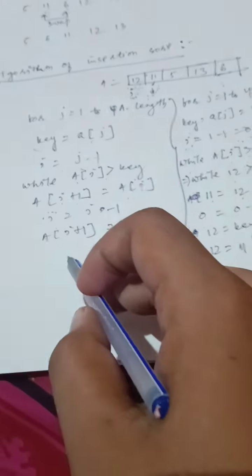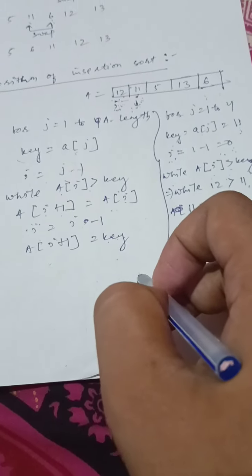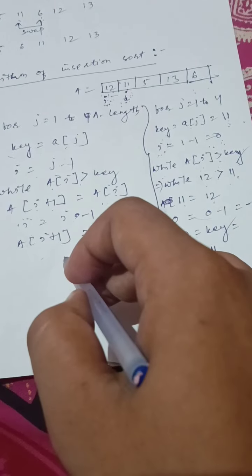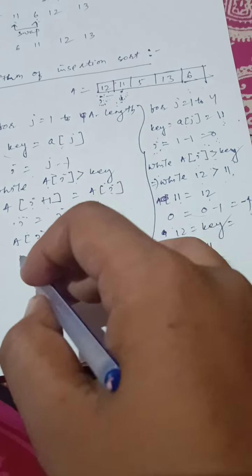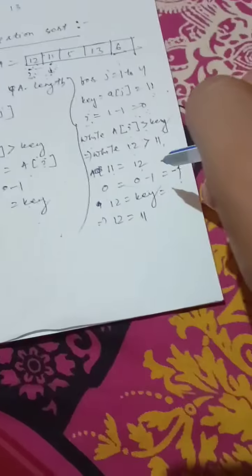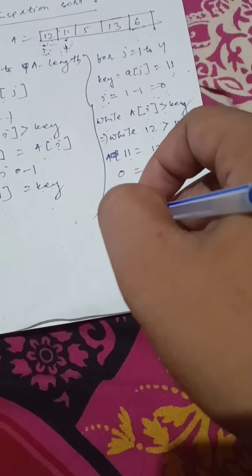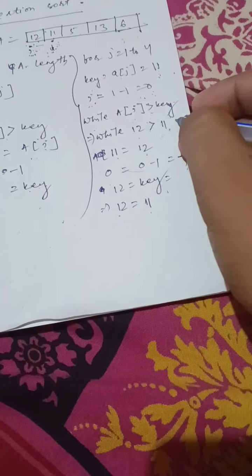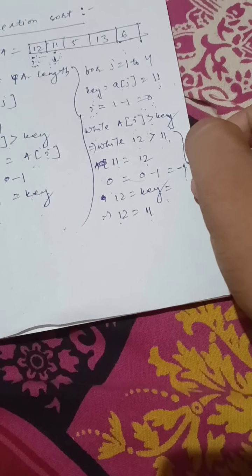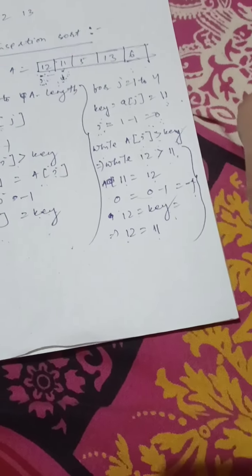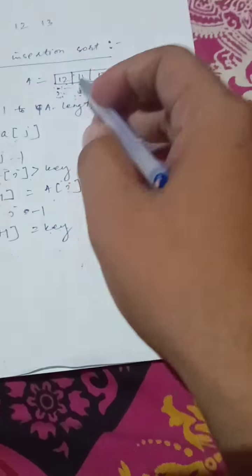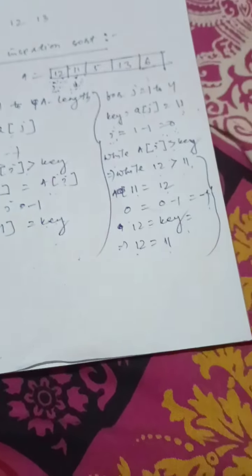Now a of i plus 1 equals key. That means a of minus 1 plus 1, that is a of 0, equals key, and key is 11. So 11 will be assigned to a of 0. This whole process we have done to swap 12 and 11. So that's how it works.